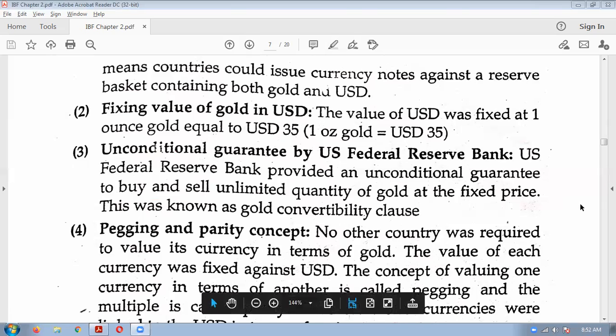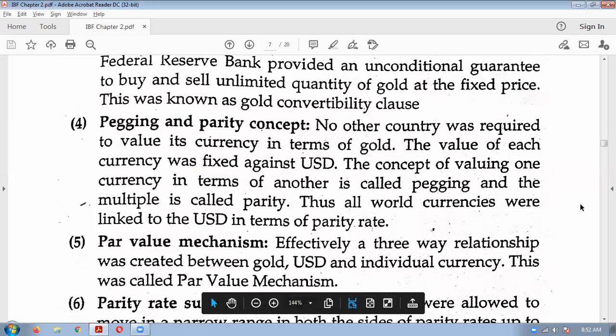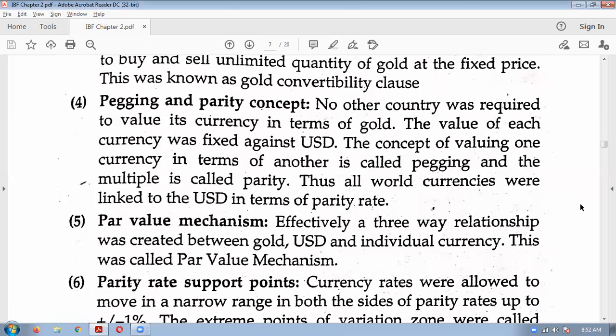Then pegging and parity, we have seen. In the gold standard, every country was required to value their currency in terms of gold, but in this Bretton Woods system, only the USA was linked to gold. All other countries' currencies would be valued in terms of gold and US dollars. So other countries were not required to value their currency in terms of gold. Either if they have gold reserves, they can sell it and buy dollars, or if they have dollars, they can buy gold also from the USA.